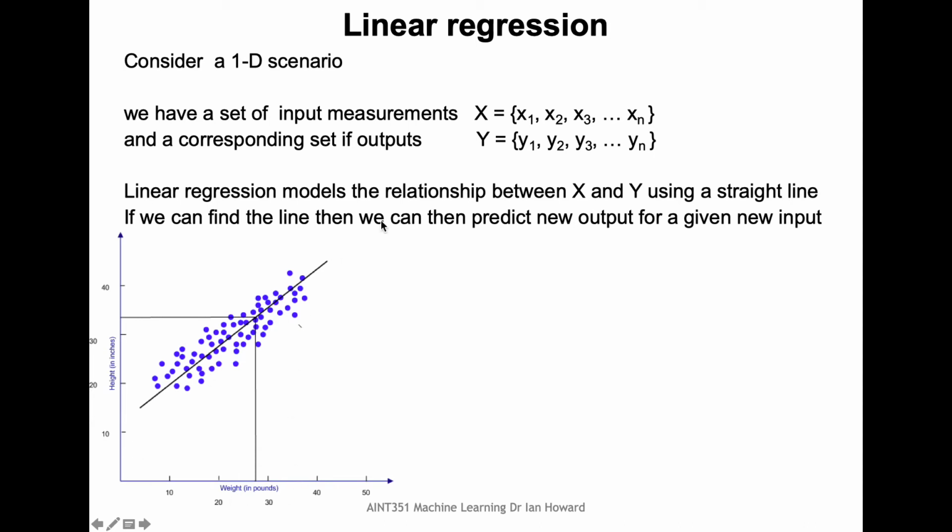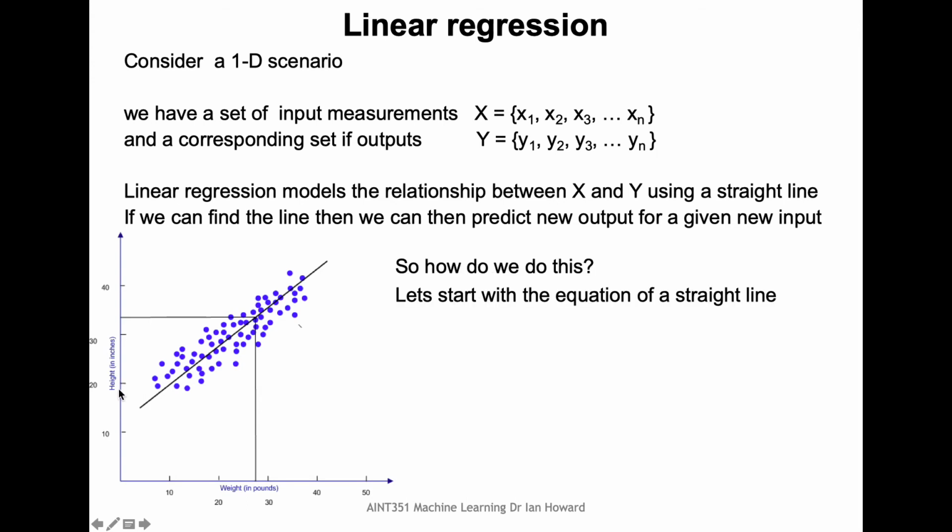If we can find this line that best fits, and we'll define exactly what we mean by fit, then after we've got the line, we could use this line in order to predict what the height of something is given a weight which didn't correspond to a data point. So if it was 10, we just project up and then use this in order to calculate what the output is.